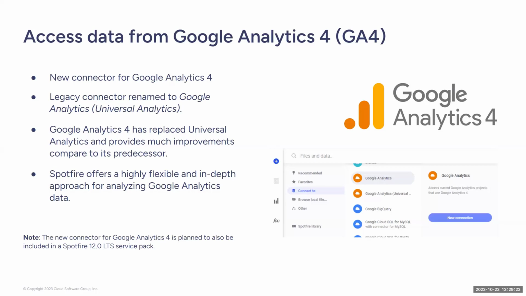Google Analytics 4 is the current generation of Google Analytics now. So Google is retiring the previous generation, which is now called Universal Analytics, which Spotfire supported for several years. From this version of Spotfire, to access your legacy Universal Analytics data, select Connect to Google Analytics Universal Analytics. For new data in Google Analytics 4, just select Google Analytics 4.